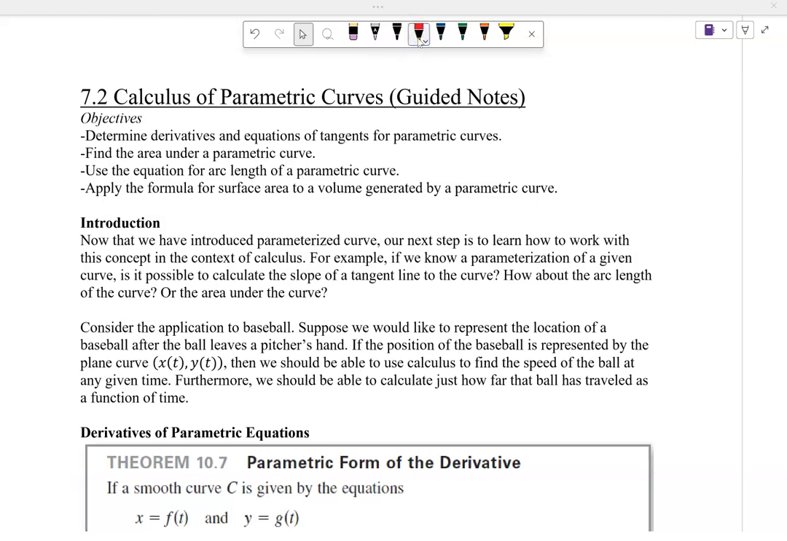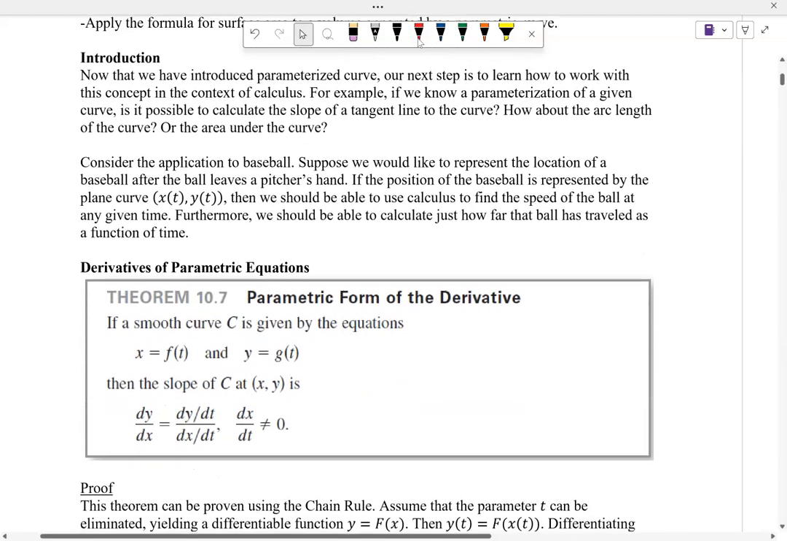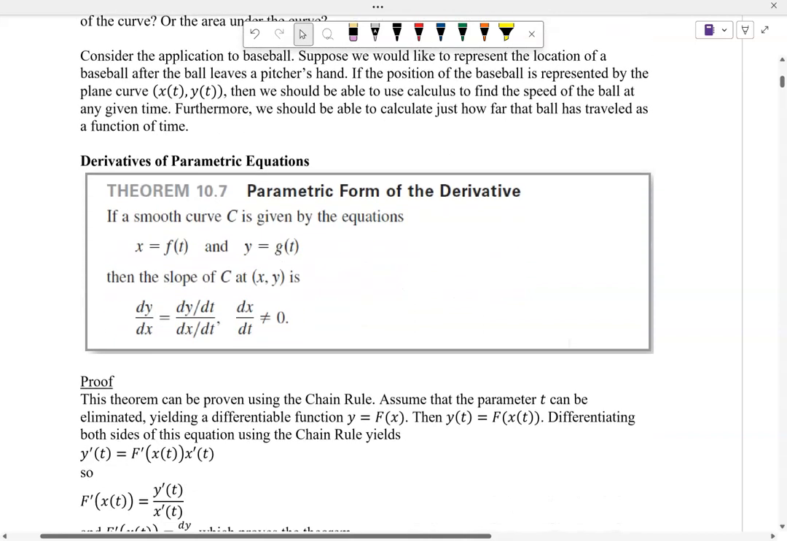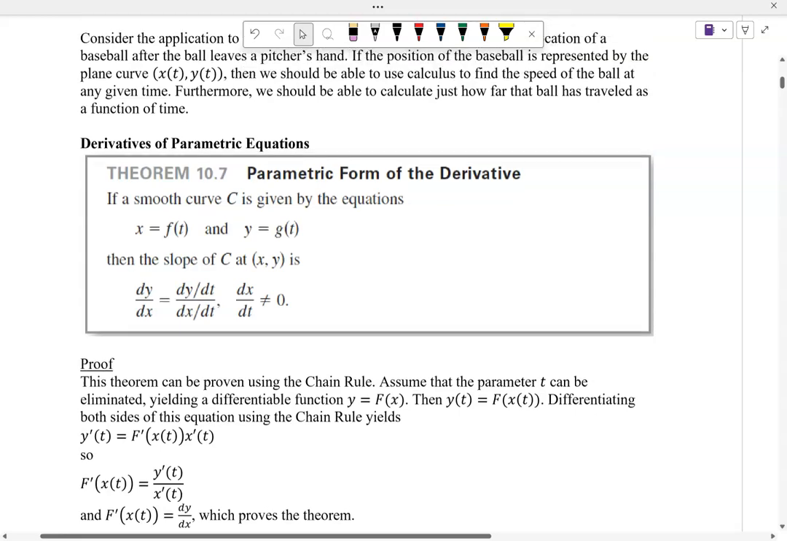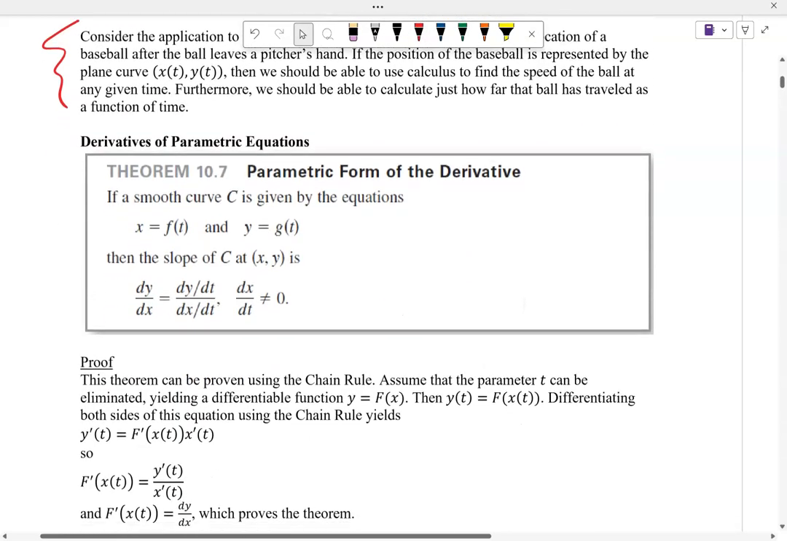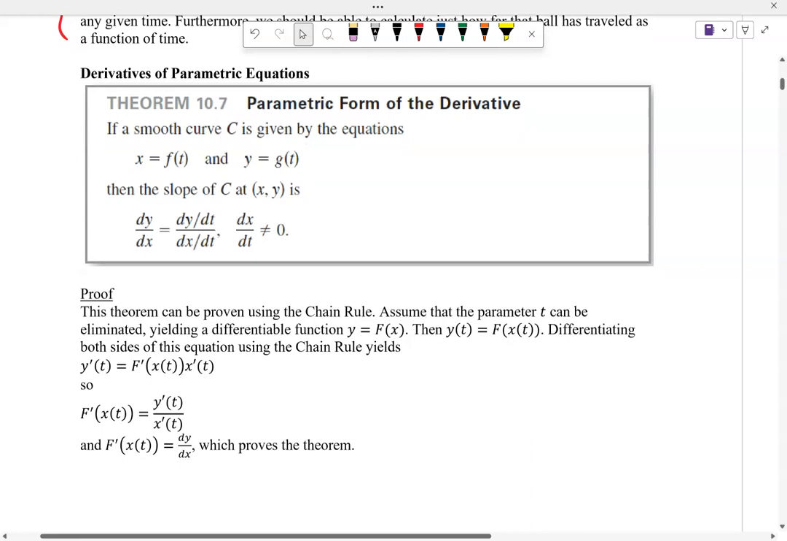So we've talked about parametric curves and parameterizing a curve, and now we're going to work with this concept with calculus. So we're going to do the calculus of parametric curves, okay? And you can read through this, in your own time, a little application, but we'll get to some problems here.